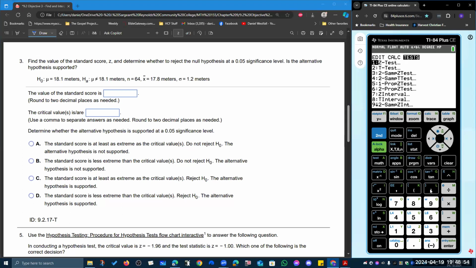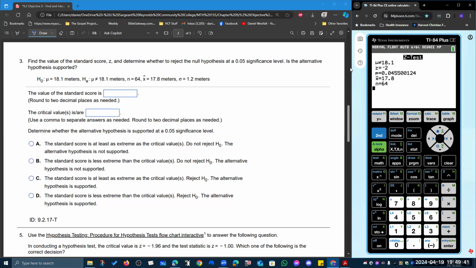Stat, tests, z-test, and we're going to come in here. Mu is 18.1. Sigma is 1.2. X bar is 17.8. N is 64. And we have a two-tailed not equal to situation here. And we're going to calculate. It already takes care of the two tails and multiplies by 2 for us to get the appropriate p-value for us to compare to alpha.